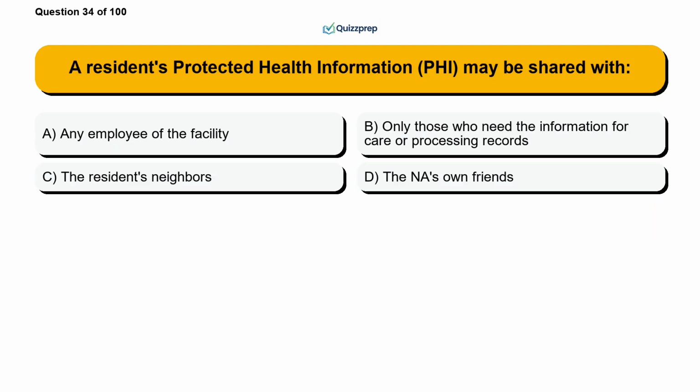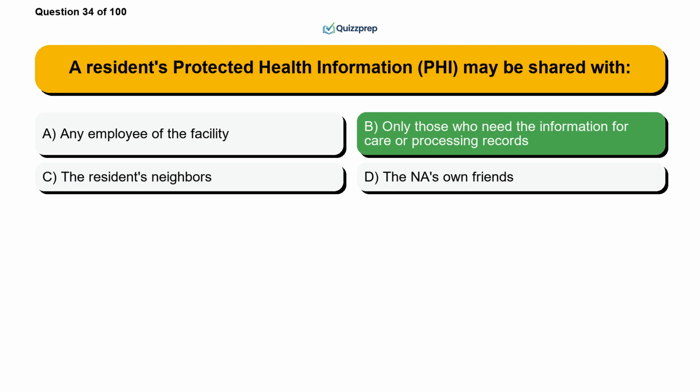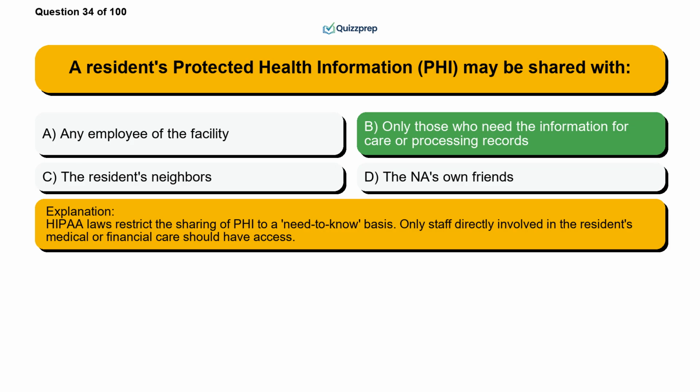Question 34. A resident's protected health information, PHI, may be shared with: Option A, any employee of the facility. Option B, only those who need the information for care or processing records. Option C, the resident's neighbors. Option D, the NA's own friends. The correct answer is option B, only those who need the information for care or processing records. HIPAA laws restrict the sharing of PHI to a need-to-know basis. Only staff directly involved in the resident's medical or financial care should have access.